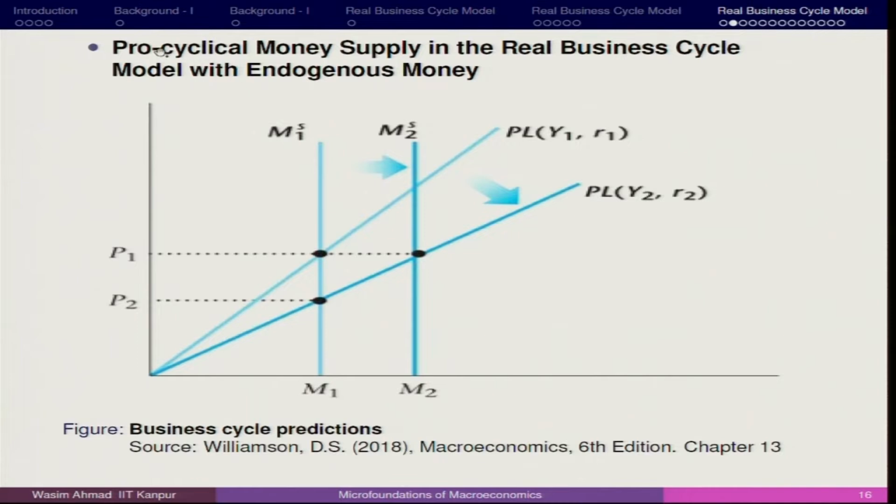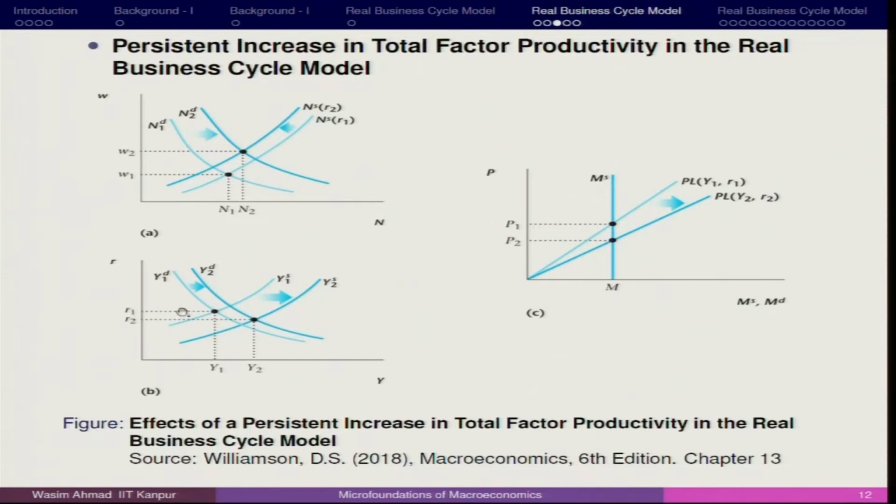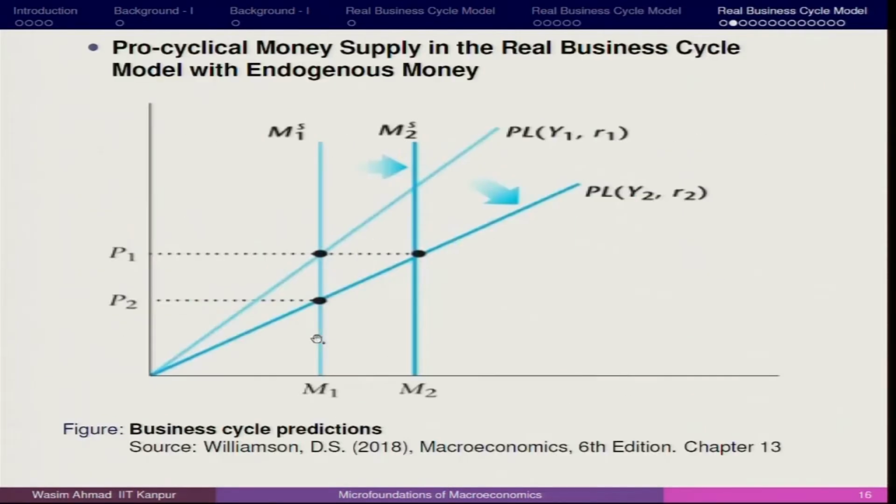This is the title: the pro-cyclical money supply in the real business cycle model with endogenous money. Since it is decided within the model, the rate of interest that we had assumed lower comes into the picture here, and because of that we find such behavior with respect to price. Which means that any price increase we have here will translate into this.